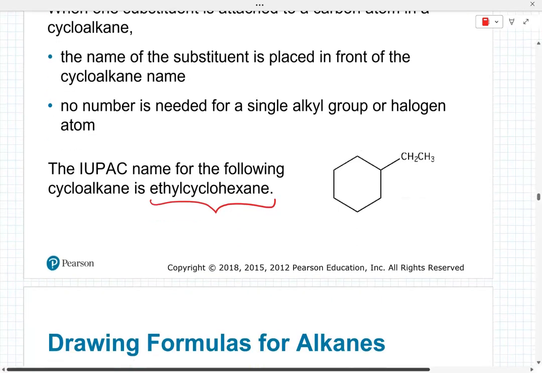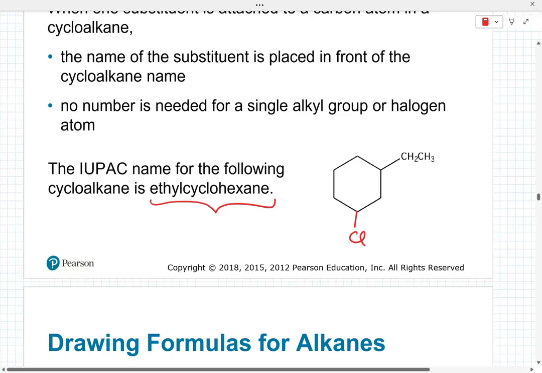What if I modify that molecule and put a chlorine atom here? 2? 3. Yes. So now you need to assign numbers. And in order for these numbers to be minimal, it's 1 and 3, right? Because the alternative would be 1 and 5, depending on how you count. Does that make sense?